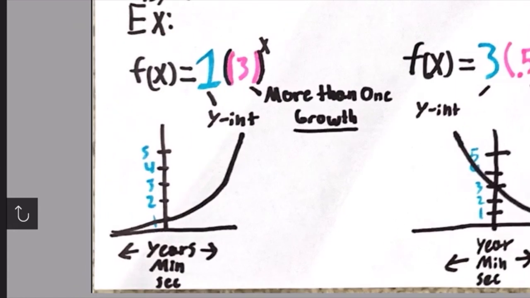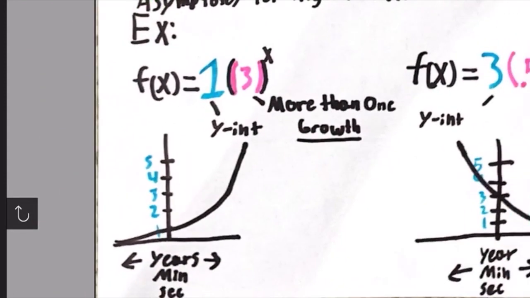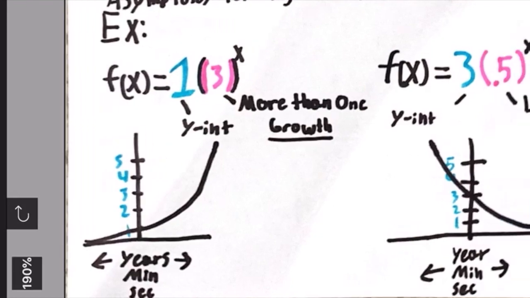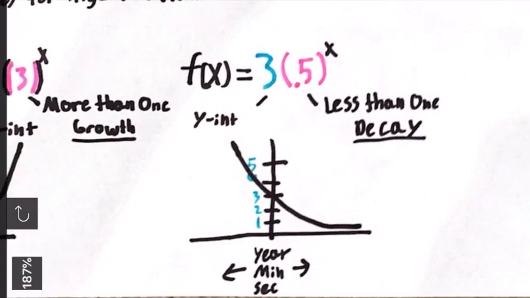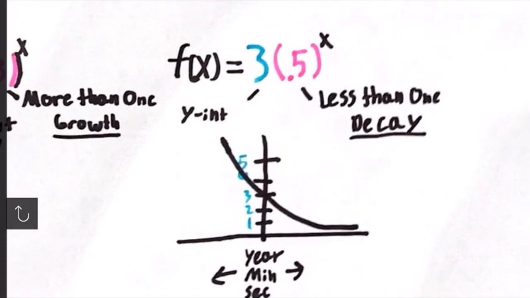All right, so since we see that 1 is the starting value, it's the y-intercept. So we could see that the graph intersects at 1. And since the value at B, or at this pink 3, is more than 1, we know that the graph is a growth exponential graph. And same thing over here, since the A value is 3, the y-intercept is at 3, and since b is less than 1, it's decay.